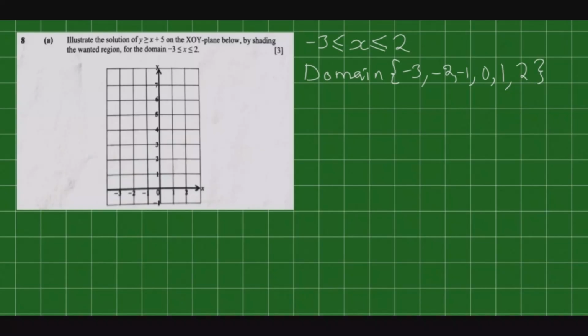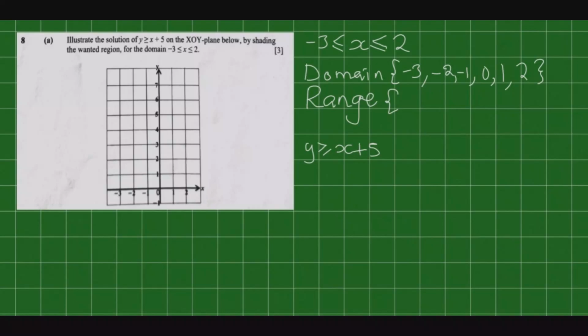Now, these are also representing the numbers on the x-axis. Okay, so now we should look for the range. Since we are given the domain, we should look for the range. For us to find the range, we're going to use the expression which is given, y is greater than or equal to x plus 5. That expression, that function, will help us to find the range. So I can write this one here to say y is greater than or equal to x plus 5.